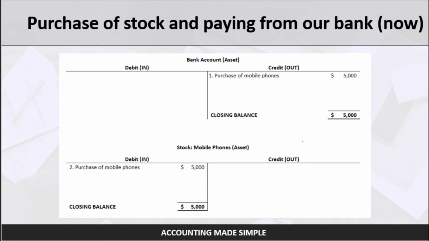Just as when we bought the car, you can see that we, number 1, paid the money out of our bank account for $5,000, which was recorded in the credit or the out side of the bank account. Number 2, remember that once you know the money side of the entry, the other entry is always opposite. Number 3, the mobile phones we have purchased are coming in to our shop. That is, we own the mobile phones. So they are recorded in the debit or the in side of the inventory mobile phones account.